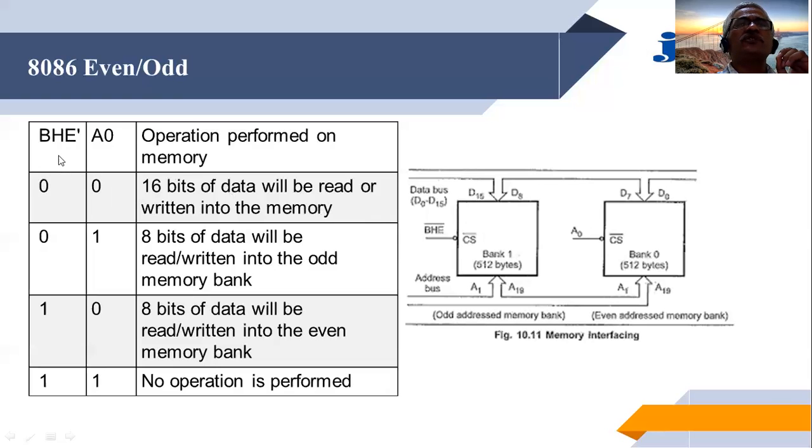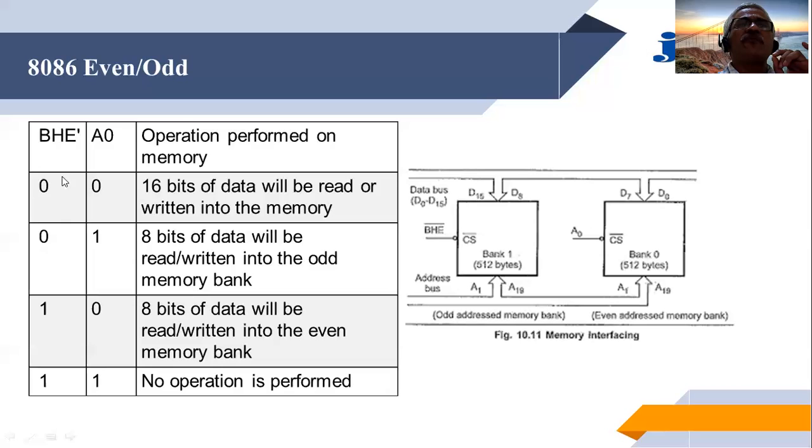Let's see the combinations. When BHE bar is 0 and A0 is 0, we will be able to access 16 bits of data. That is, we can either read from the two banks or write simultaneously on two banks. When BHE is 0, bank 1 is selected. When A0 is 0, bank 0 is also selected. Both banks are selected and we will be able to access the 16 bits of data on the lines D0 to D15.